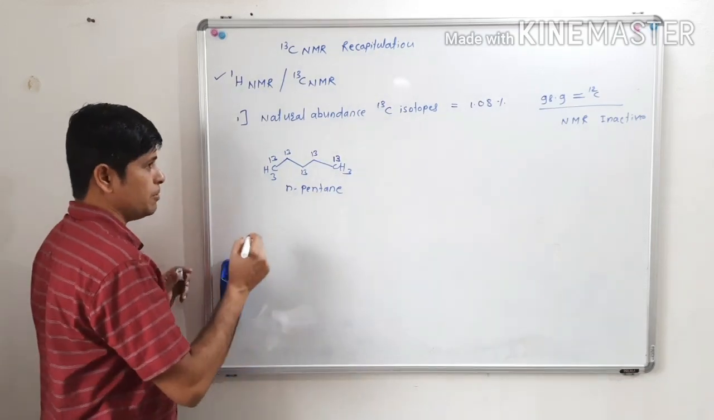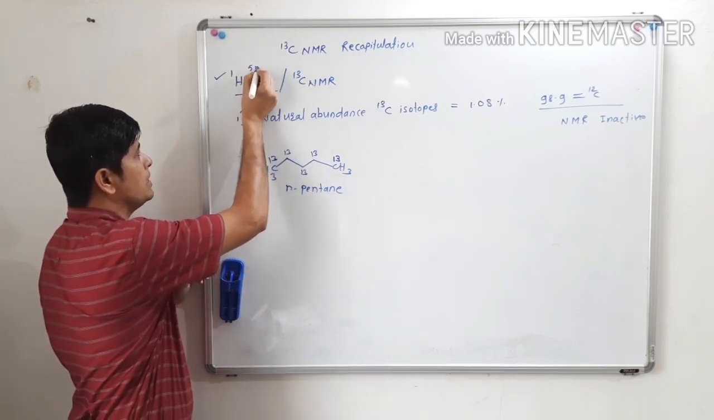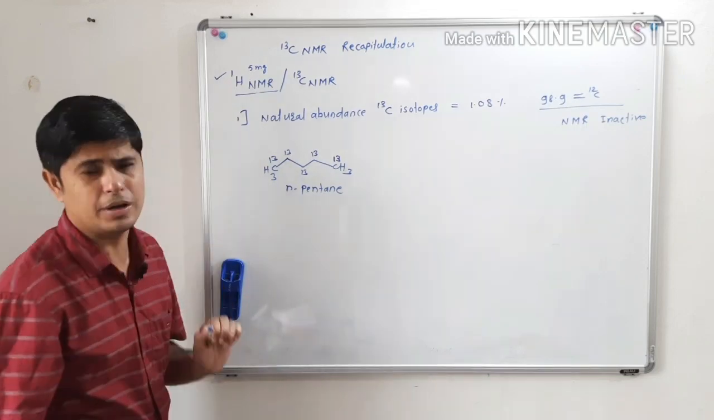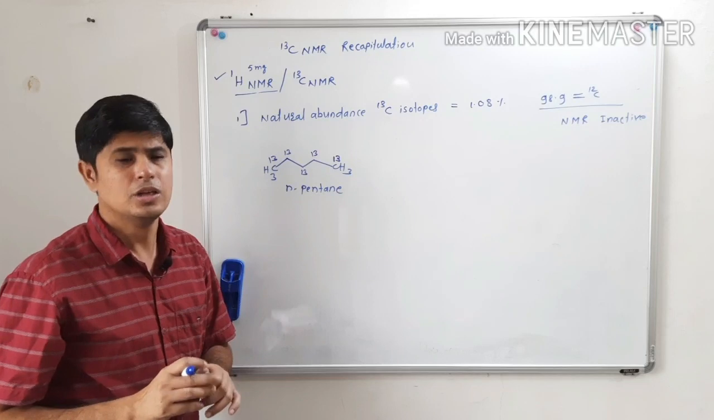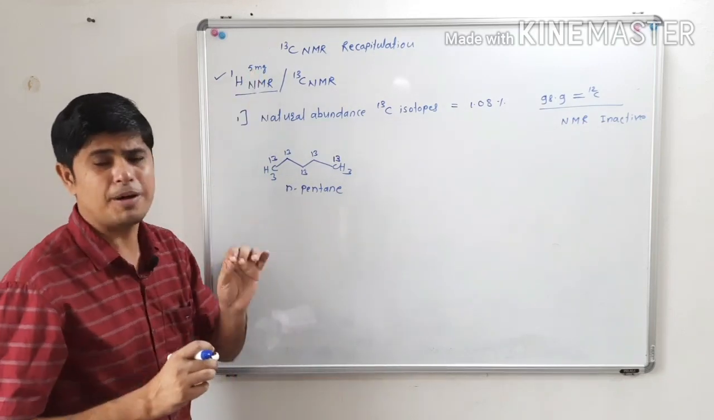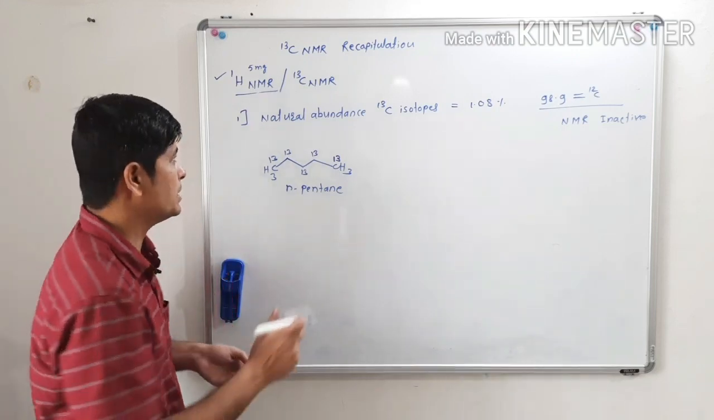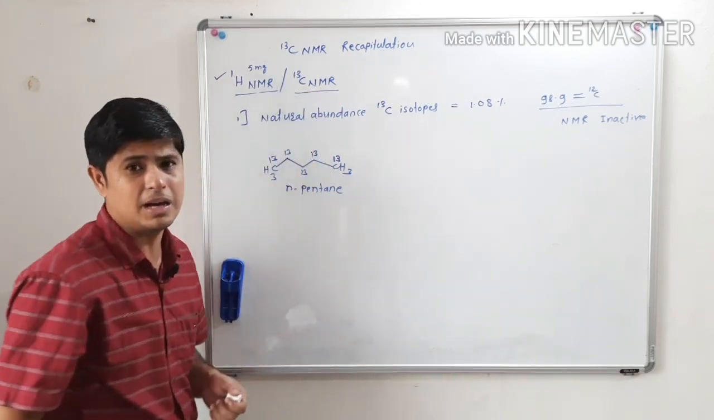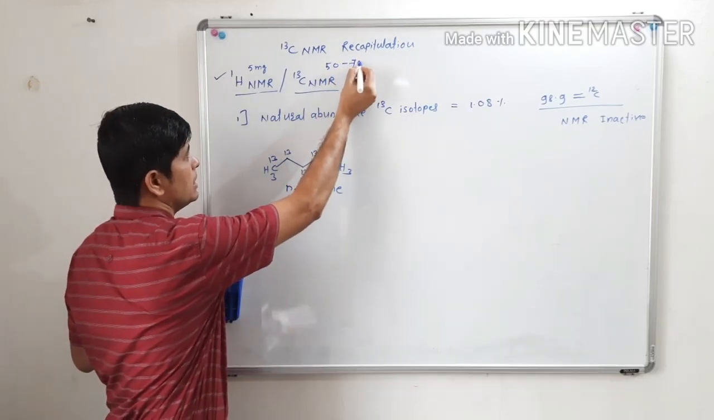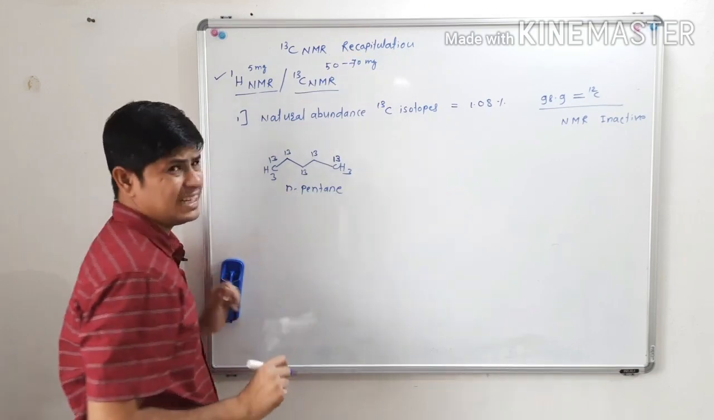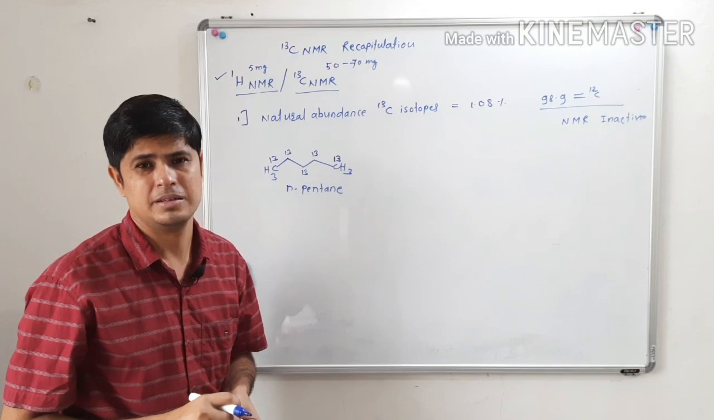For recording 1H NMR, we have to give around 5 milligram of sample. Even 3-4 milligram of pure sample is enough. Generally 5 to 6 milligram is enough for 1H NMR. But when we record carbon-13 NMR, we want to give at least 50 to 70 milligram of sample.